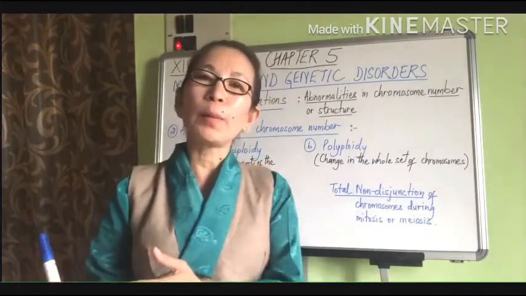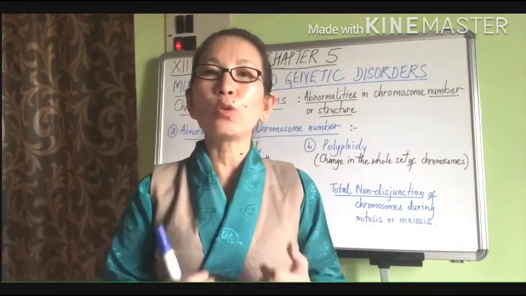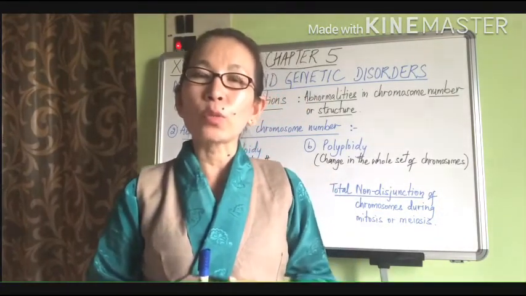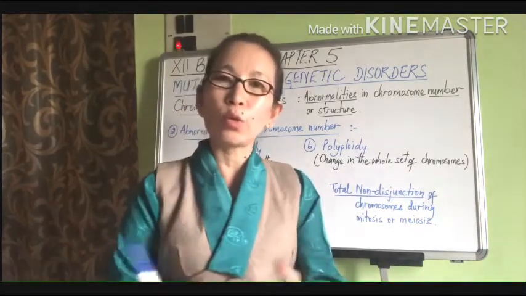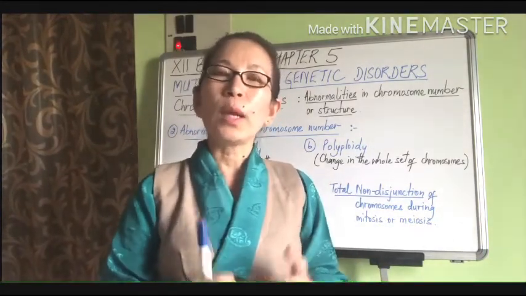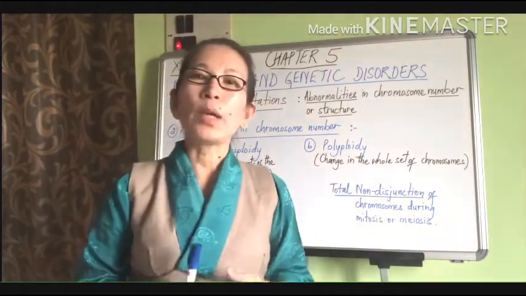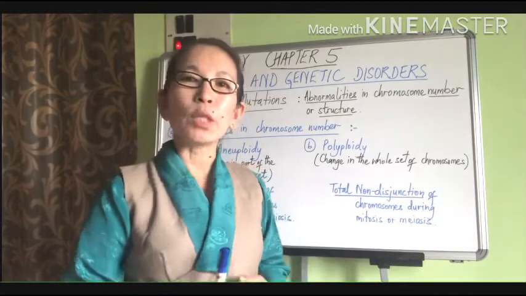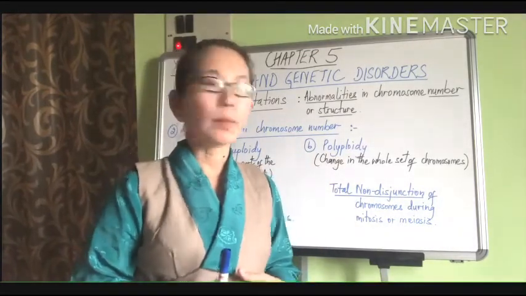So an individual might be having, let us say, 3 copies of each of the 23 chromosomes with a total of 69 chromosomes. Or they can be having 4 copies of each of the 23 chromosomes with a total of 92 chromosomes. Now, such kind of polyploid humans are unviable. It is a kind of a lethal mutation.